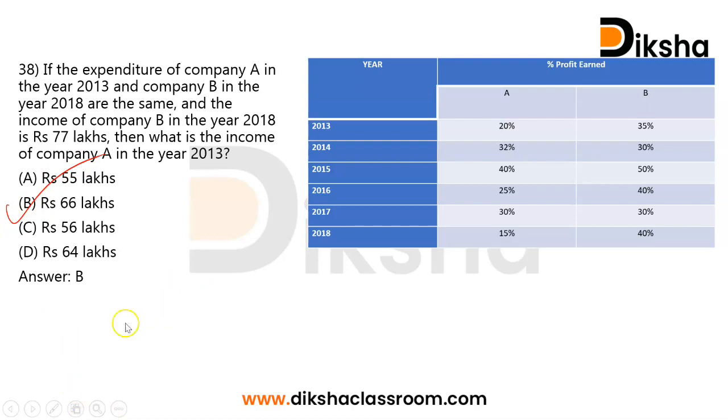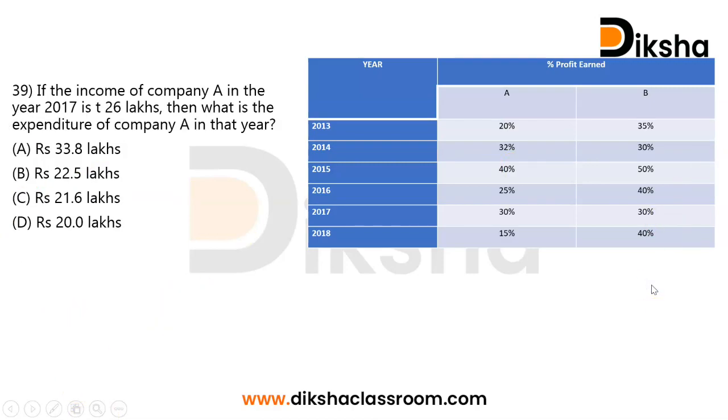So we are moving to the final question from this set of data interpretation questions. The question is: if the income of company A in the year 2017 is 26 lakh, then what is the expenditure of company A in that year? Okay, so this is the last question from this set of data interpretation.